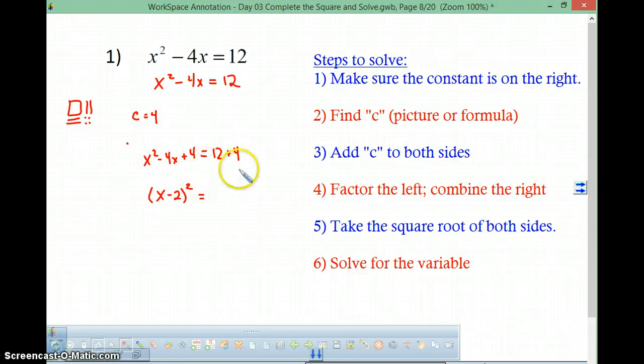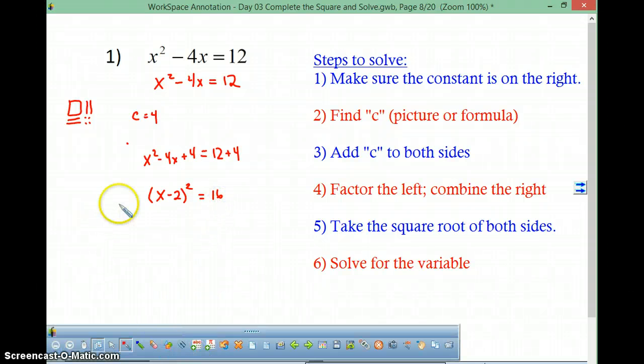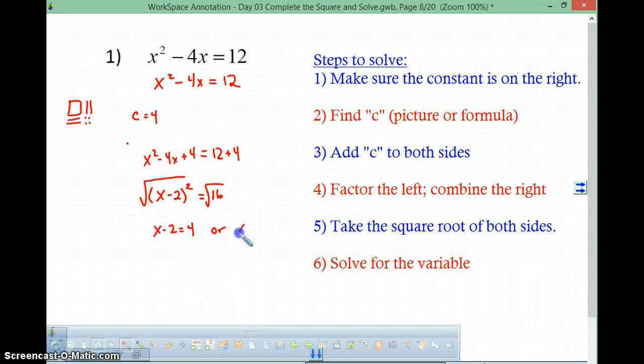On the right-hand side, I just can combine. That becomes 16. Right, now we take the square root of both sides. This is Monday night's homework. We end up with x minus 2 equals 4, or x minus 2 equals negative 4.